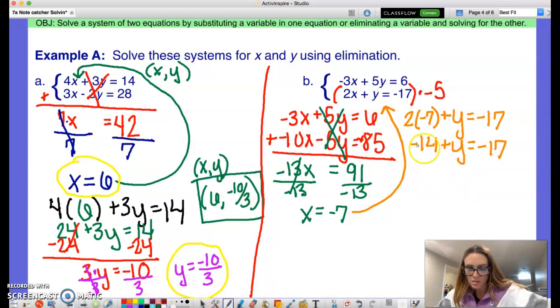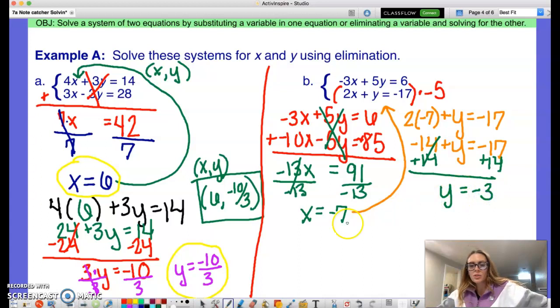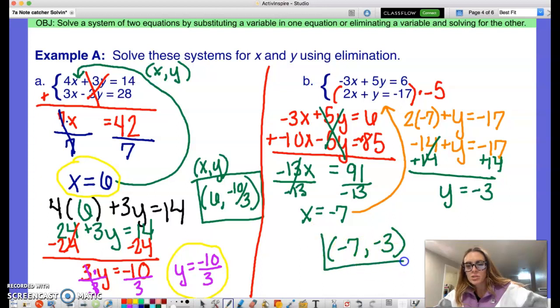I forgot to change colors. I add 14, add 14. Those go away. Y equals negative 3. Don't forget to use your calculator if you need to. So my answer here is negative 7, negative 3. So these two equations intersect at the point negative 7, negative 3.